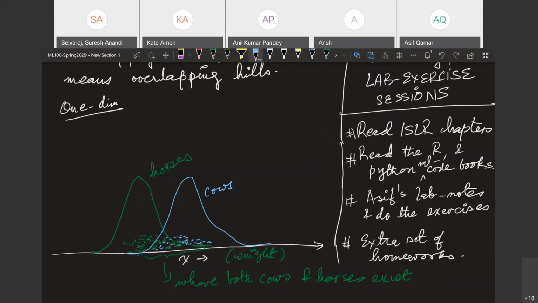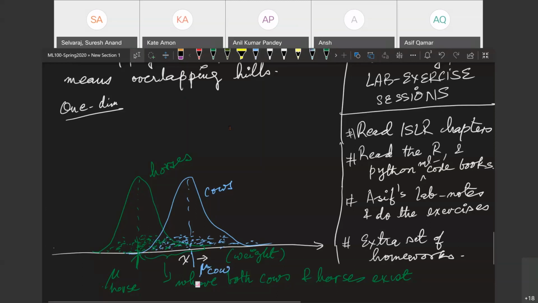So what is the weight that you find most horses to have? So you see that most horses have, this is your mu horse, the center, the average weight of the horse. And likewise, what is the average weight of the cows? Obviously, this goes like this. So the average weight of the cow is, this is mu cow. What does mu stand for? Average, right? It's the average.